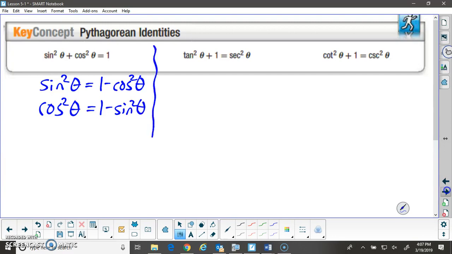So make sure you have those three identities. They're essentially the same identity. They're just written differently. Have those on your note card.